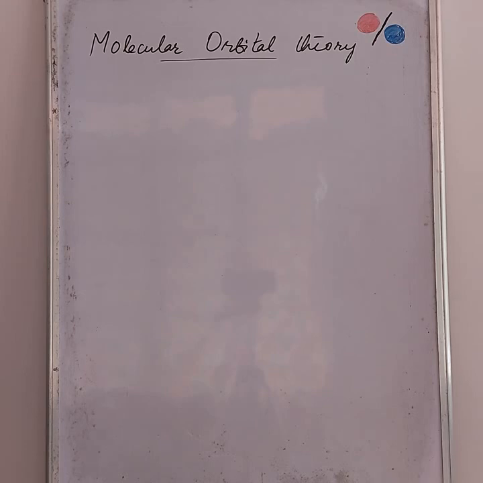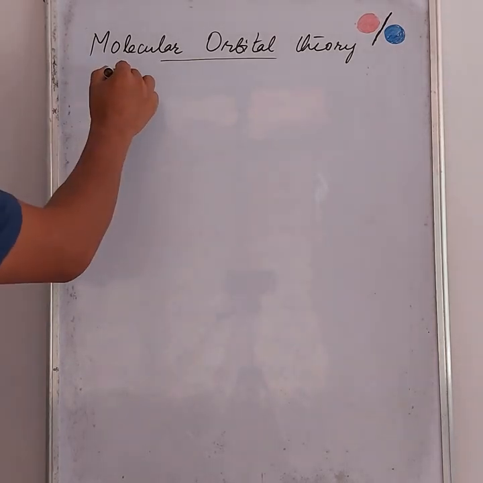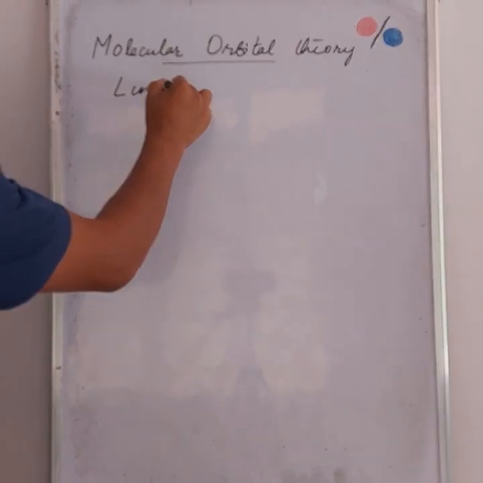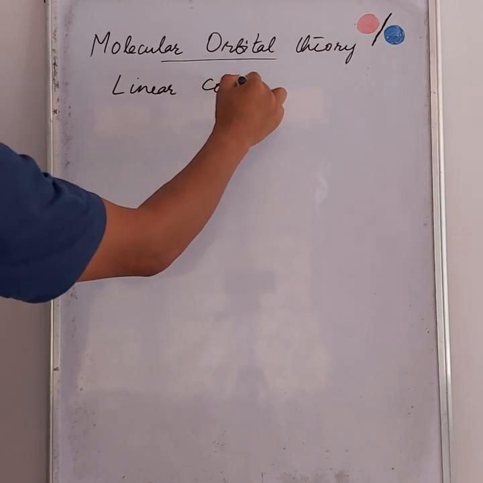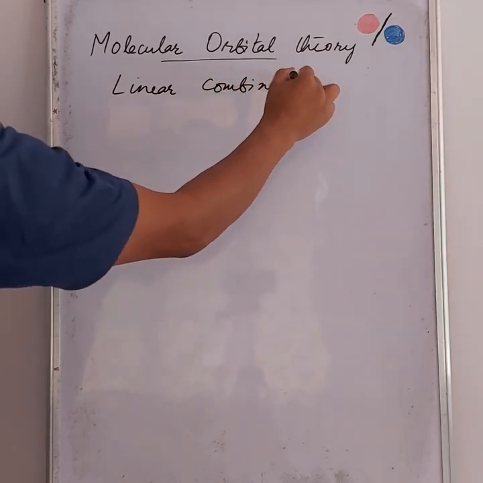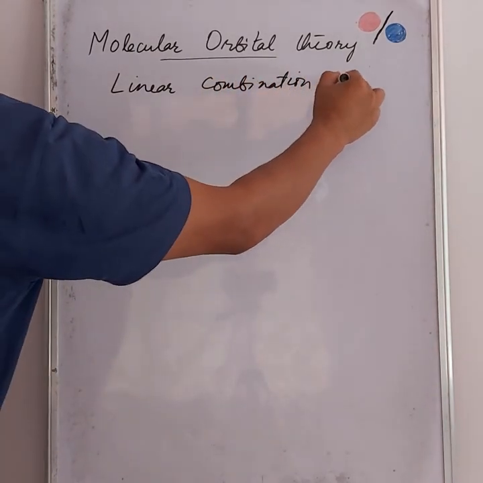This theory describes the formation of molecules as a result of the linear combination of atomic orbitals.